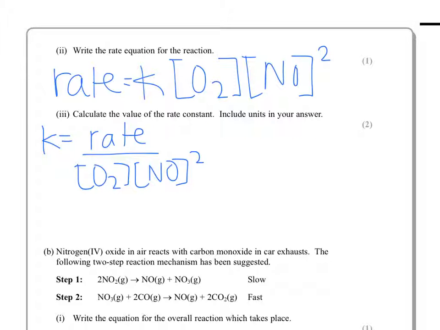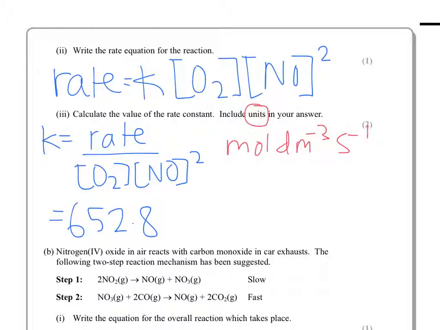When you substitute in the values, that should give you 652.8. You can use any of the experiments in the orders by inspection set of data, just use them all from the same experiment. For the units, it will always say include units. You just take the units of the rate and the units for the concentration and use that to work out the units of K. Rate is always moles per decimeter cubed per second, the change in concentration per second.